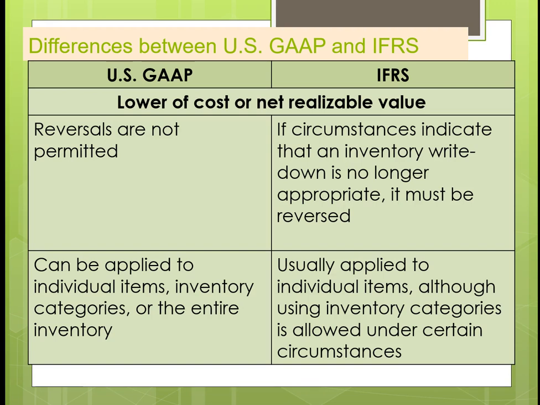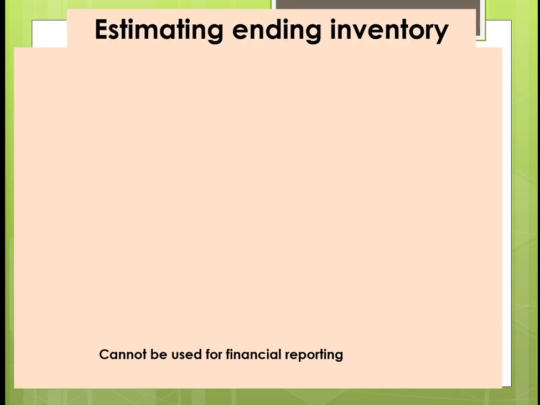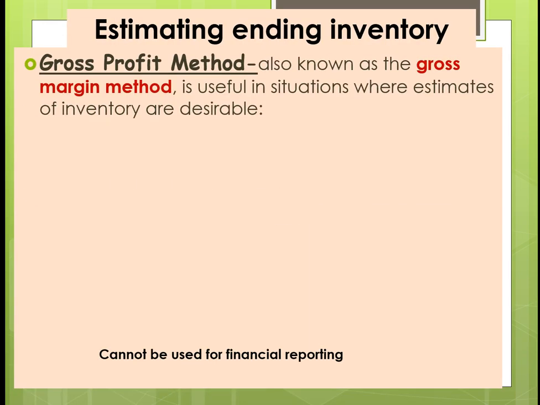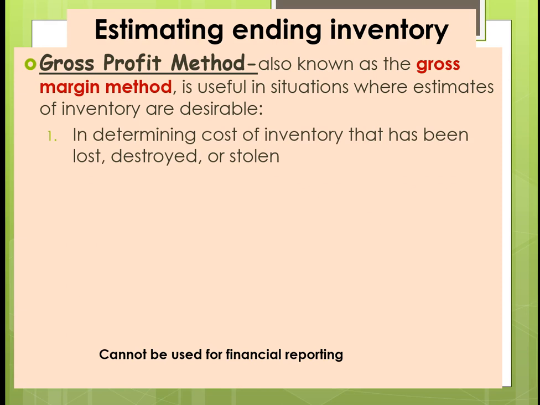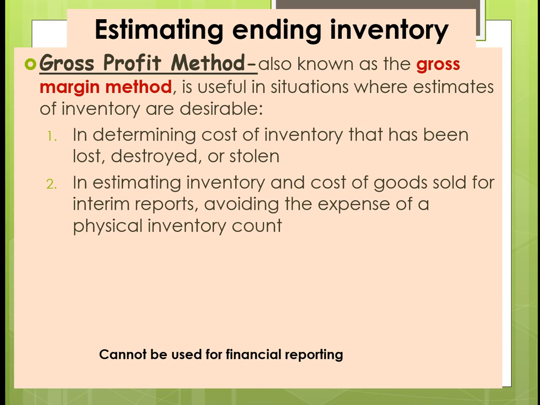Now the last thing we're going to cover in part 1 is the gross profit method. This is used to estimate inventory when you're using periodic and you don't have time to do a physical inventory and it's between reporting periods. You cannot use this for financial reporting purposes, but you can use it during the month, especially if you've had a fire. So, the gross profit method, also known as the gross margin, is useful in situations where estimates are desirable. Say you had a fire or a loss or things were stolen. It's used in estimating inventory and cost of goods sold for interim reporting, avoiding the expense of a physical inventory, but you still have to do it quarterly.